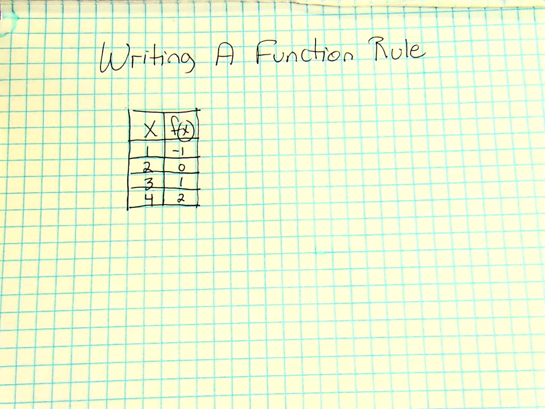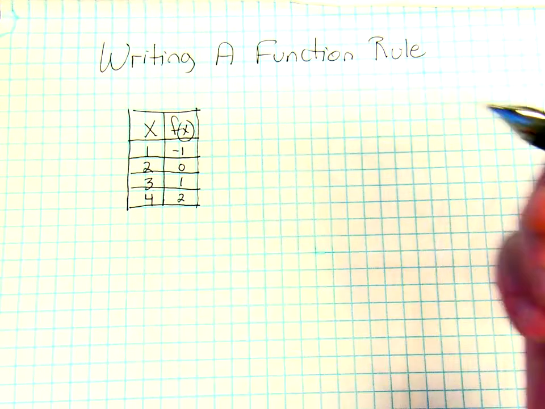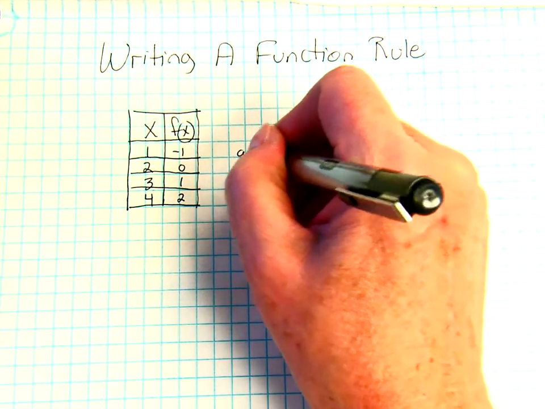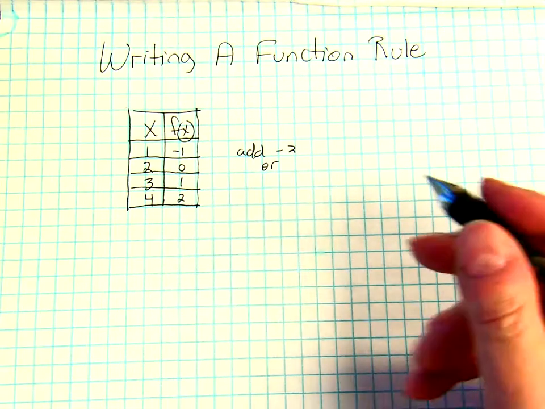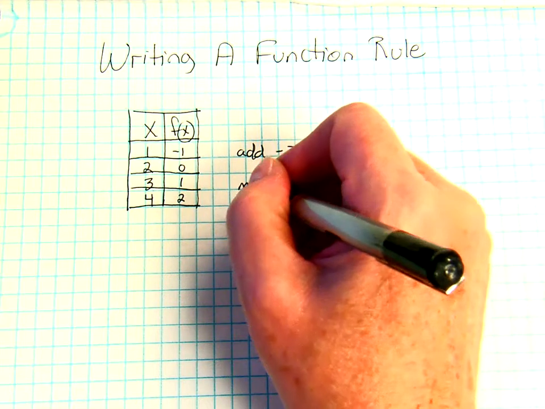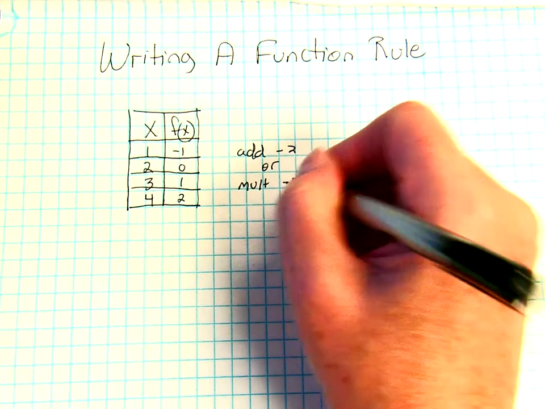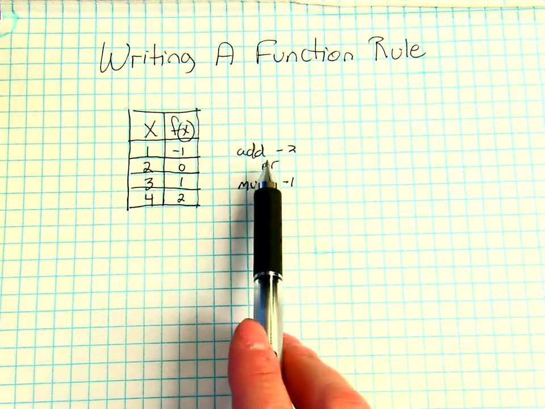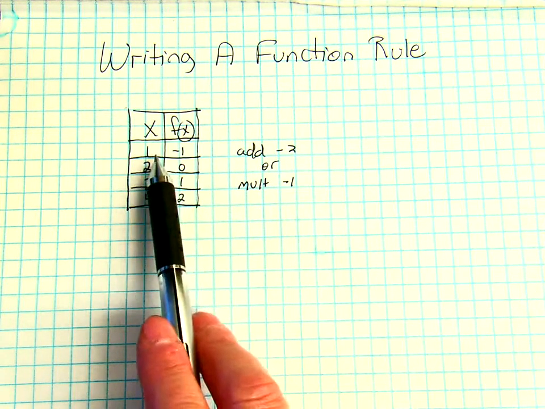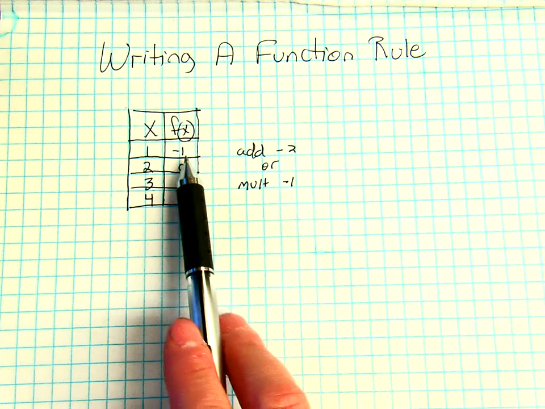So we're going to first ask ourselves, what can I do to get from 1 to -1? So there's typically two different ways that you can get from 1 to -1. First, you could add -2, or we could multiply times -1, right? Because 1 plus a -2 is -1, and 1 times -1 is also -1.